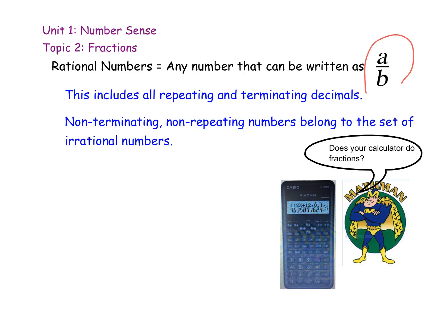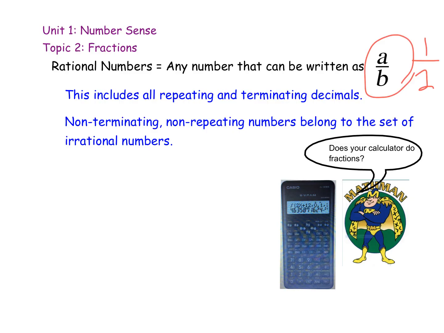So here we have a over b, so 1 over 2, any kind of number like that is a rational number or a fraction, and that includes all the repeating fractions, all of the decimals that stop.